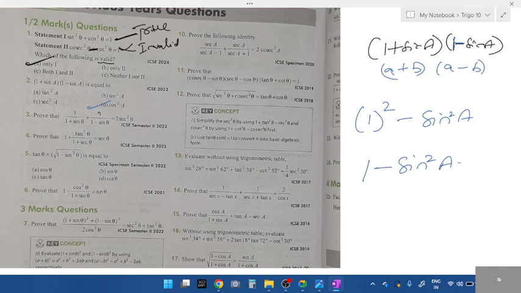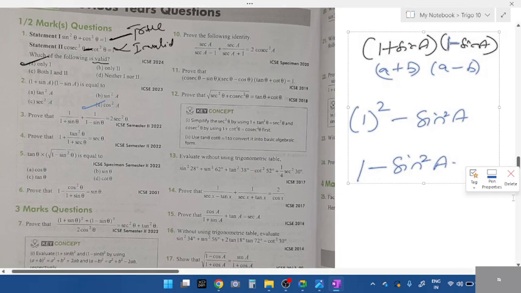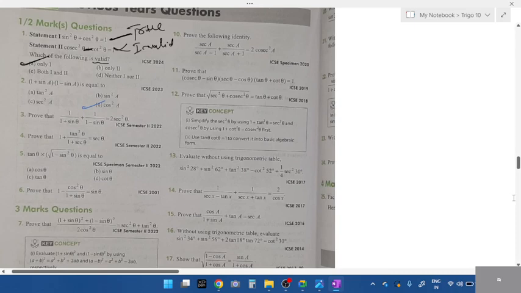Shall we solve the third one? Third question? Yeah, just put MCQ, all of you, just MCQ question. Questions you can write it later. Okay, third question.